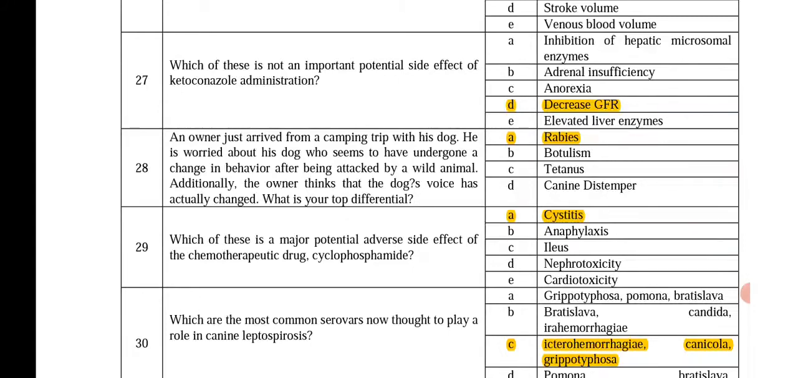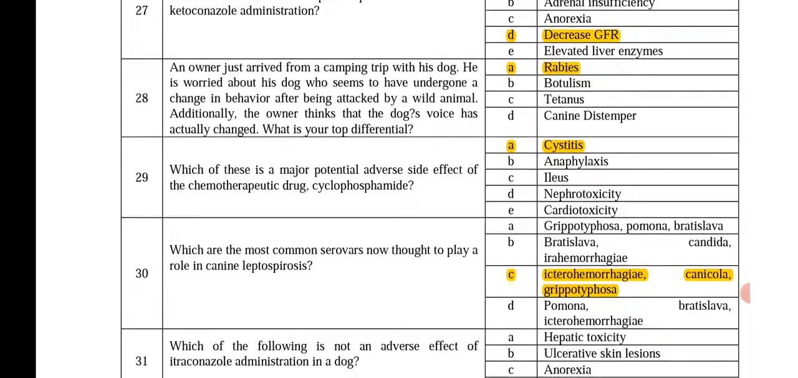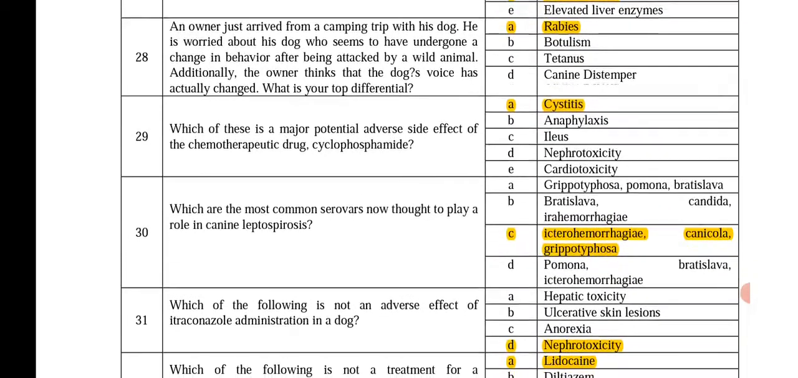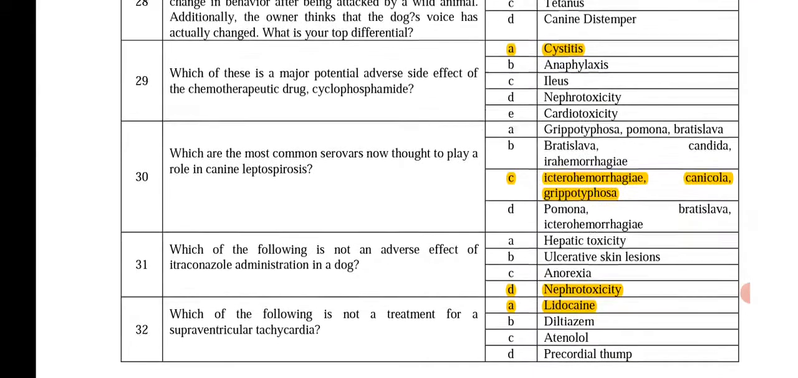Which of these is a major potential adverse side effect of the chemotherapeutic agent cyclophosphamide? Cystitis. Which of the following serovars is now thought to play a role in canine leptospirosis? Ectohemorrhagic canicola and grippotyphosa. Which of the following is not an adverse effect of itraconazole administration in dogs?